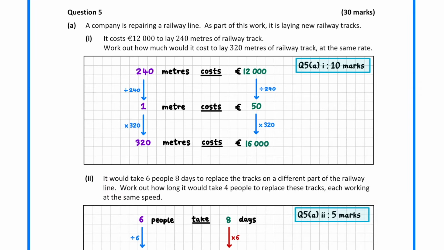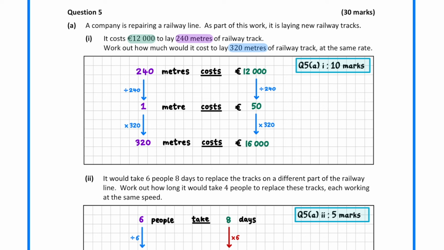In question 5a, part 1, we are told that it costs €12,000 to lay 240 metres of railway track. We must find the cost of laying 320 metres of track. Here, it will help to find the cost of 1 metre of track as an intermediate step.